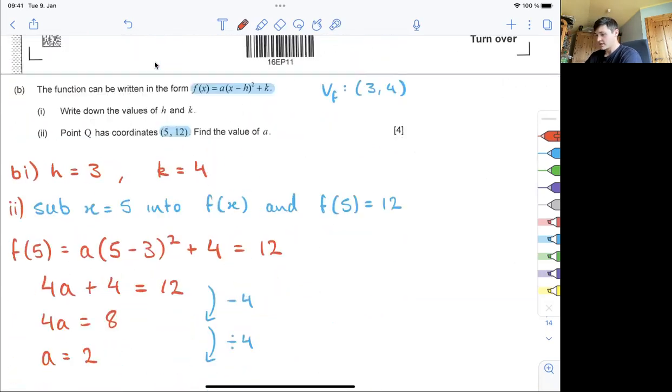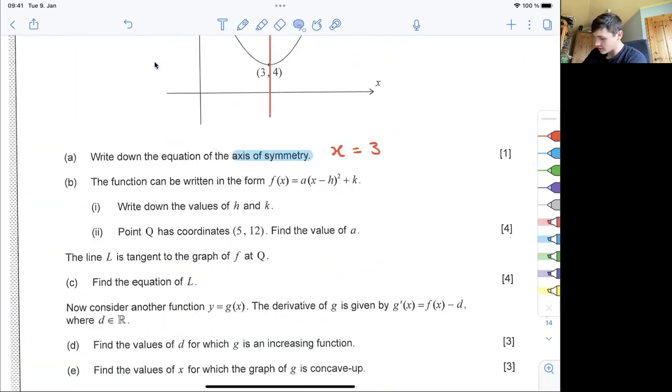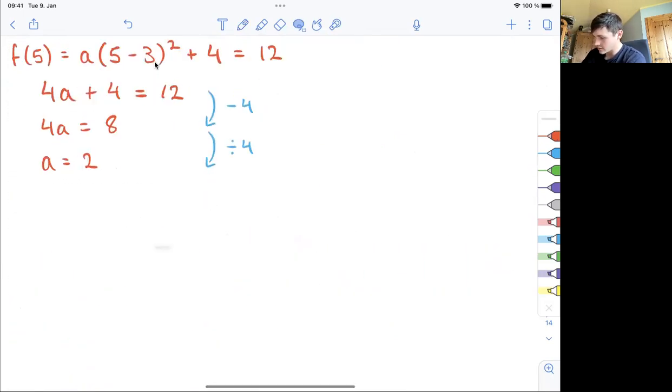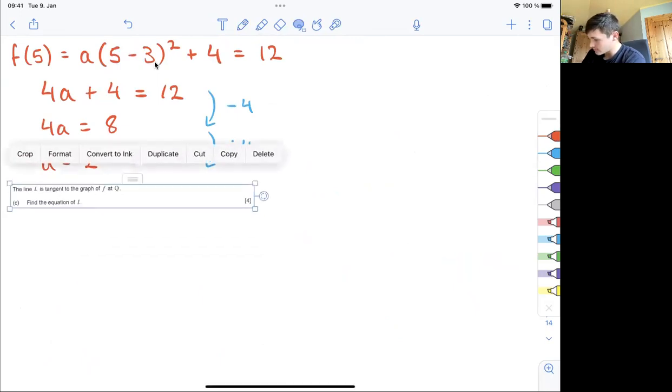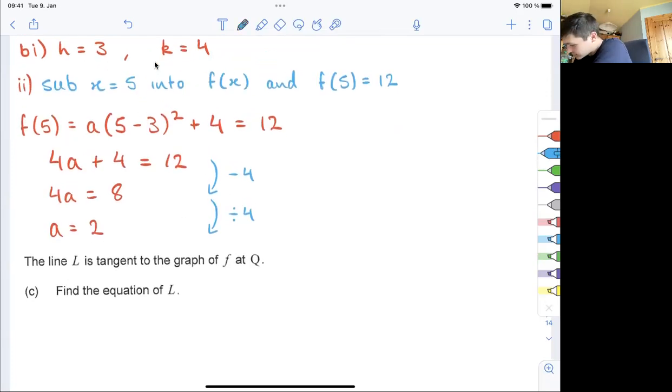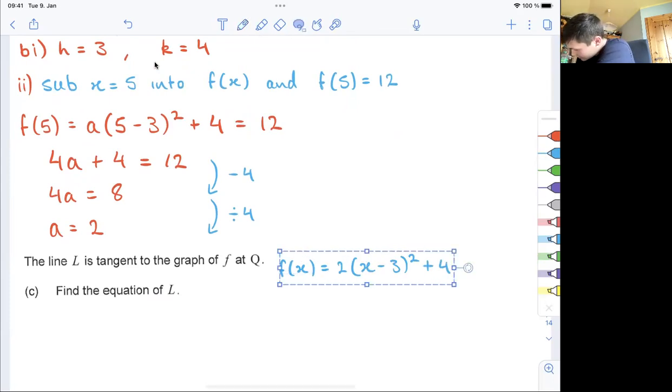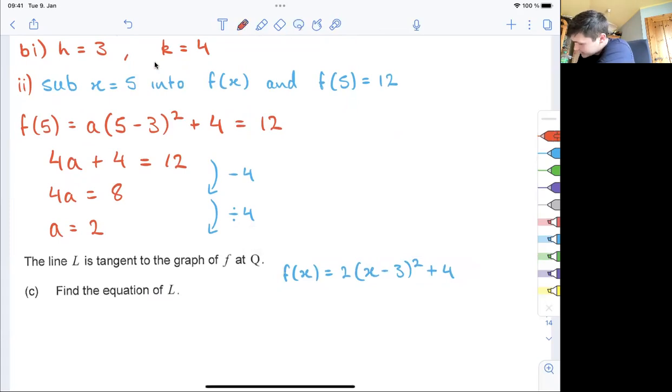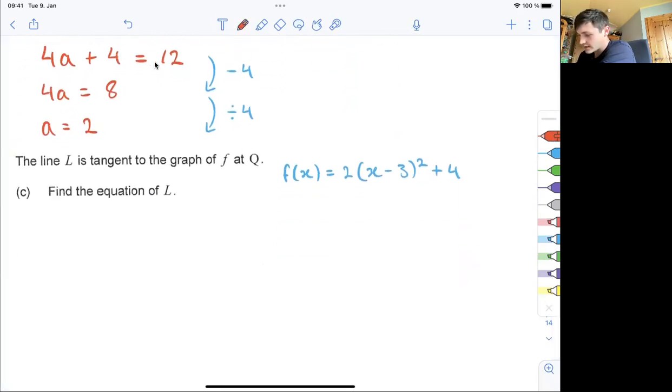All right, so let's do this. I think it should be all right. Yeah. So let's copy this, bring this down to here, make it a bit bigger. Yeah, that's cool. And let's just jot down what f(x) is going to be. So f(x) is equal to 2 multiplied by (x minus 3) squared plus 4.